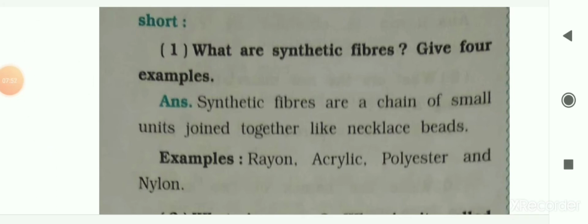So the synthetic fibers are a chain of small units that are joined together like necklace beads. We had earlier, in the starting of the chapter, seen the arrangement of these small units. So the synthetic fibers look like necklace beads. And the examples of this kind of fibers are rayon, acrylic, polyester, and nylon.